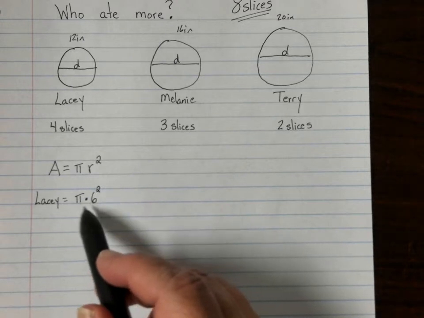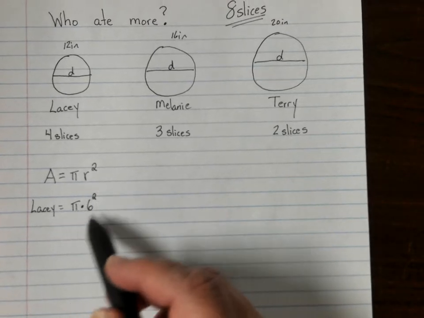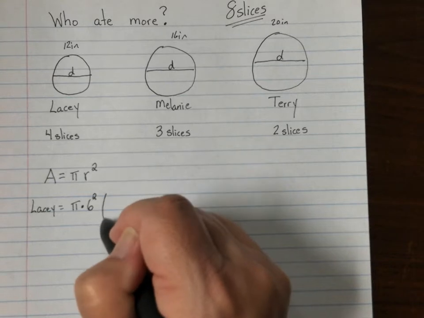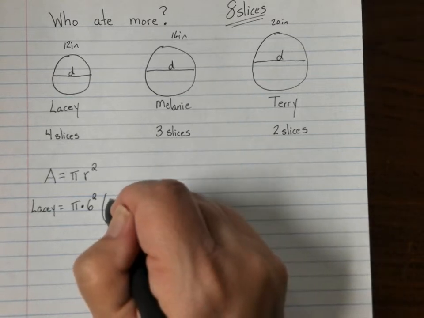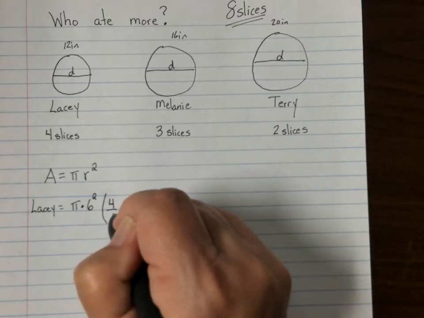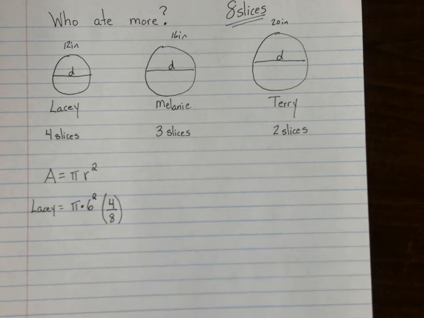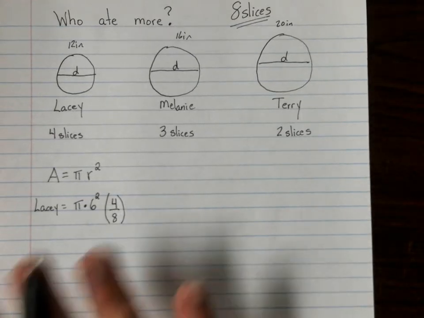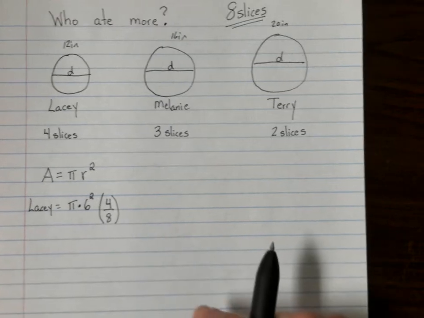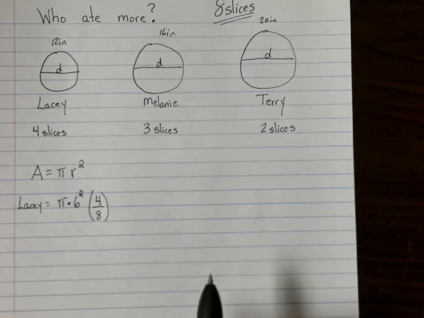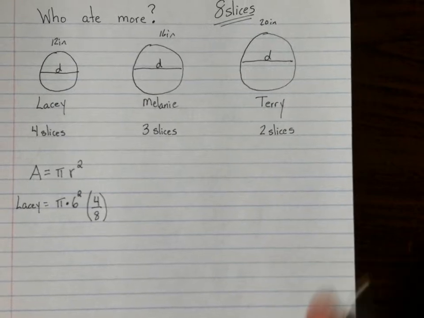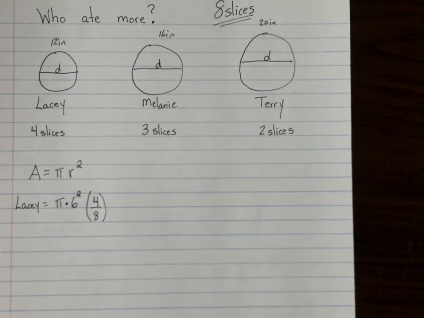So this represents the whole pizza, right? But Lacey didn't eat the whole pizza, so we're going to multiply by the part she ate. She ate 4 out of 8. Right? 4 out of 8. Alright, we're just going to leave that there for a minute. Can we simplify it to 1/2? You could simplify to 1/2, absolutely. Since we're going to put it in our calculator, it won't matter, but you could absolutely simplify it to 1/2.